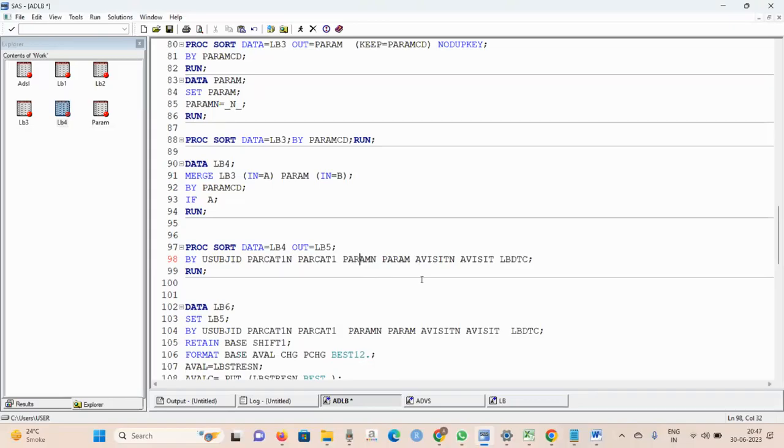Okay, I usually take the paracat, paraman, and the numeric should always be first if you have a character here. So here also, you see visit n and visit, the numeric should always be first. Okay, that is what you just have to understand: the paracat one, then after that the character one.